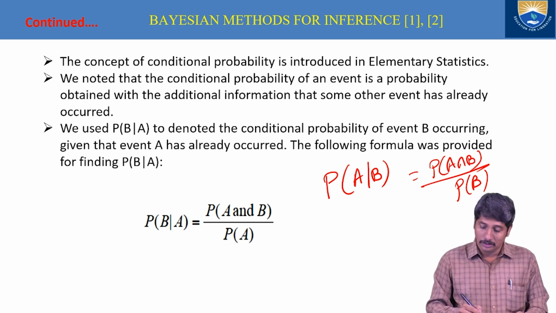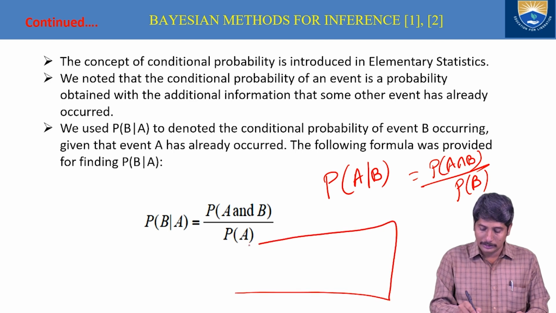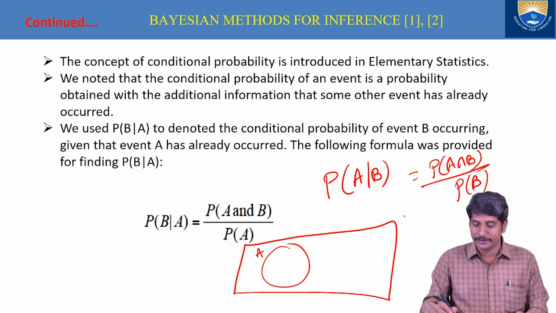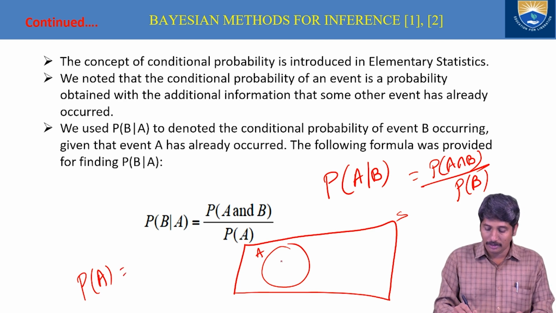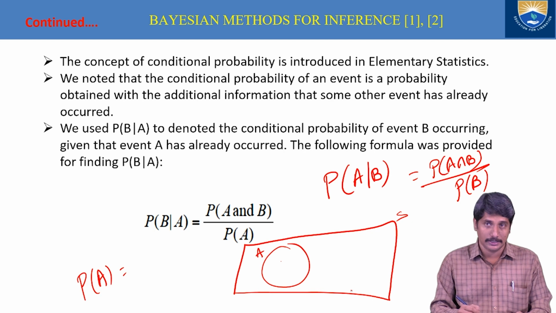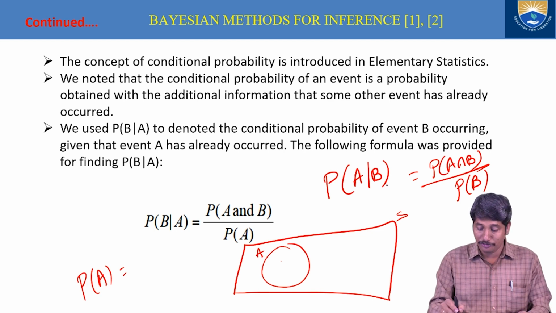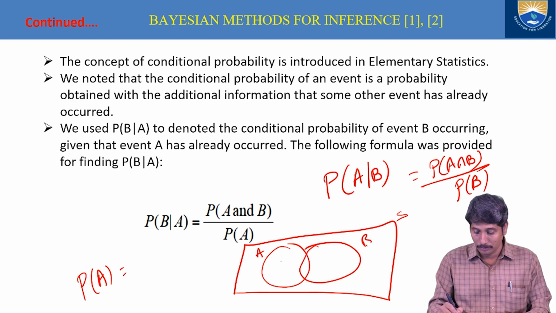Okay, that means you're trying to find out the probability of A. This is event A. This is the whole sample space. Then P of A means N of A by N of S. That means this circle area by this rectangle area. You can understand. But P of A given B means we'll have another event B.